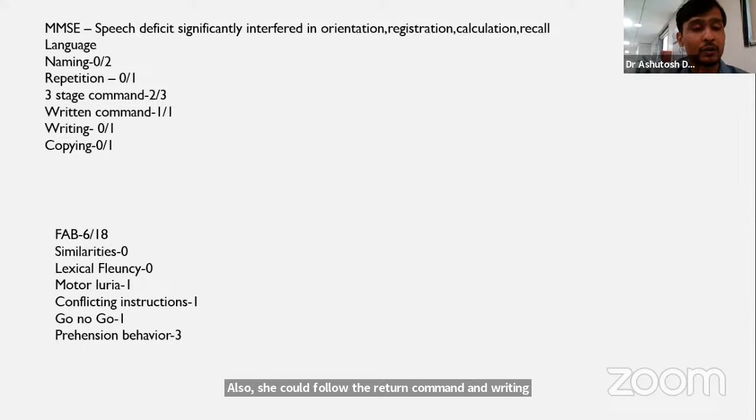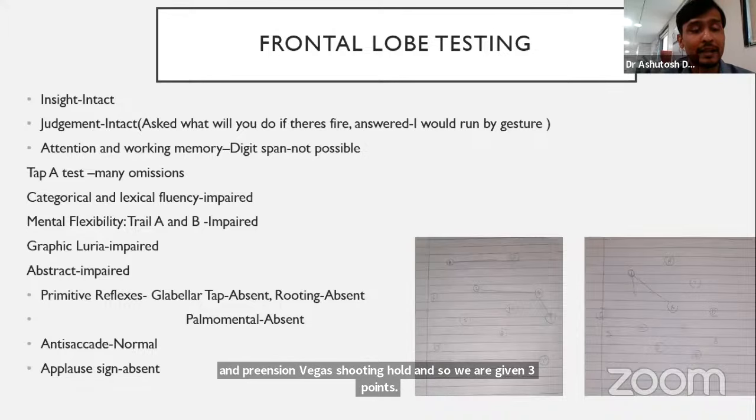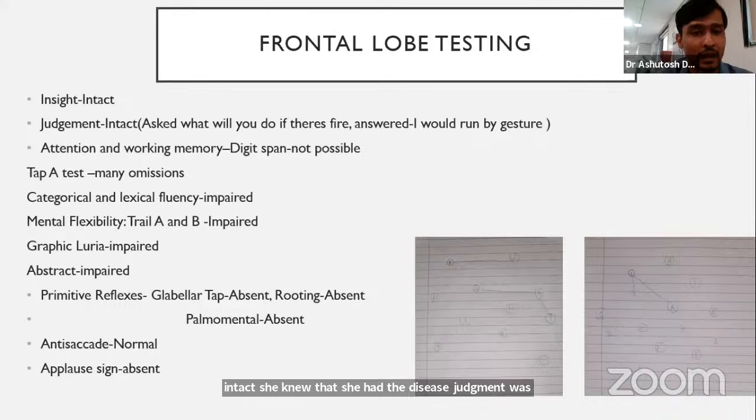FAB also, similarly, due to significant language deficits, we couldn't perform it optimally. In Luria, she could do it with me in conflict, so we had given 1 point for conflicting instructions. And go-no-go, and prehension behavior, she didn't hold the hand, so we had given 3 points. Frontal lobe testing also, her insight was more or less intact. She knew that she had the disease. Judgment was also intact. When I asked what she would do if there was a fire, she answered by gesture that she would run.